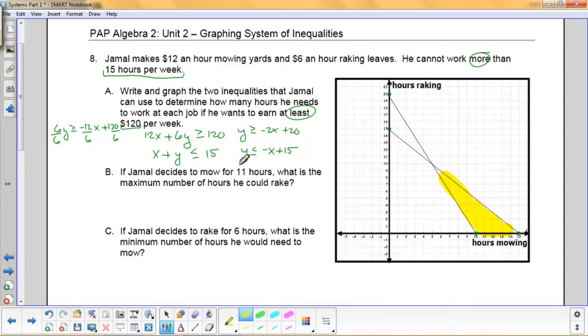All right, if Jamal decides to mow for 11 hours, what's the maximum number of hours that he could rake? So we're going to mow for 11 hours. Let's get the right pen. We're going to mow for 11 hours, so that means he can make a maximum of 4 hours of raking. All right, if he decides to rake for 6 hours, let's go up here to 6, and if I go over here, the maximum number of hours and the minimum number of hours are here and here, and it's this time that they ask for the minimum number, which is going to be 7 hours of mowing.